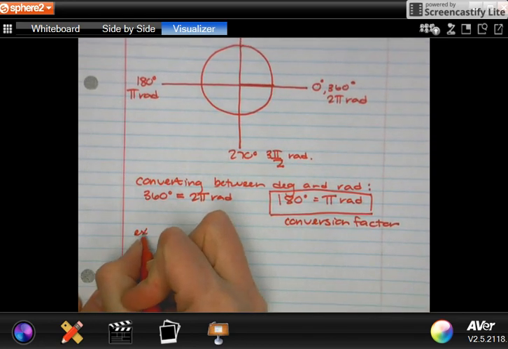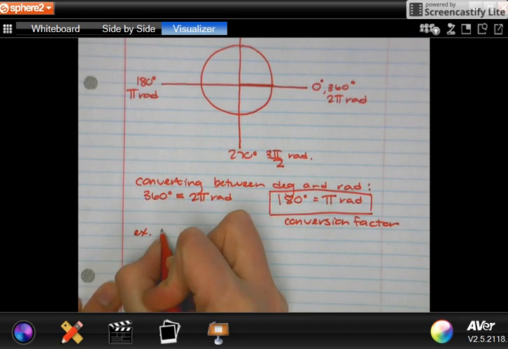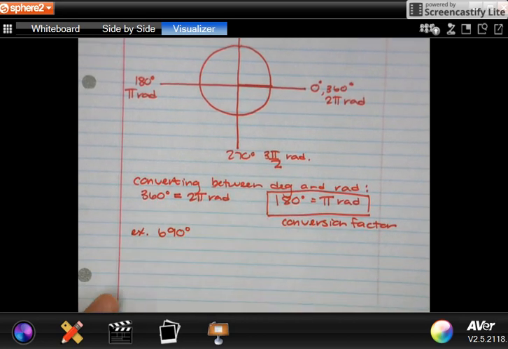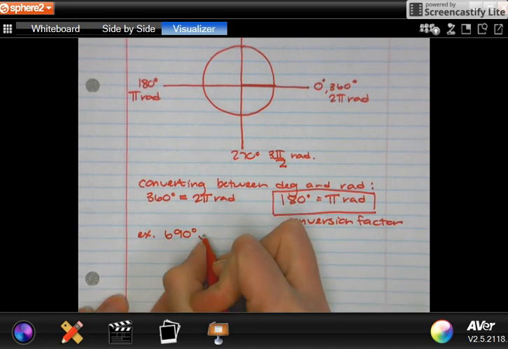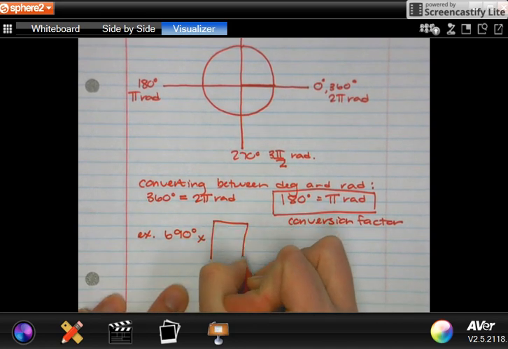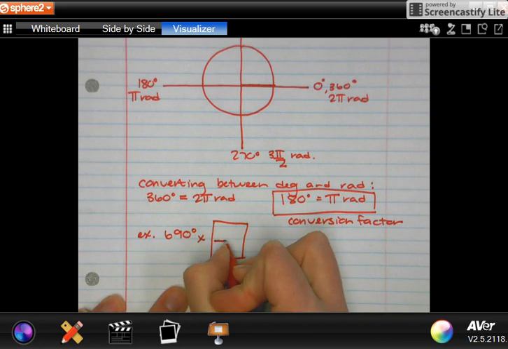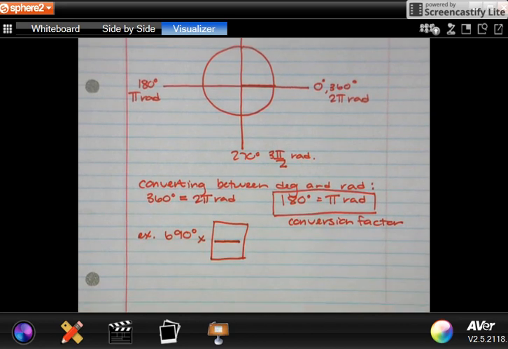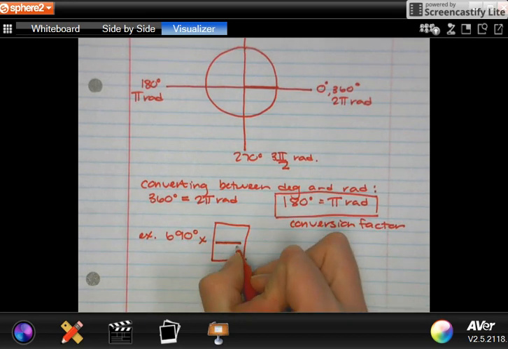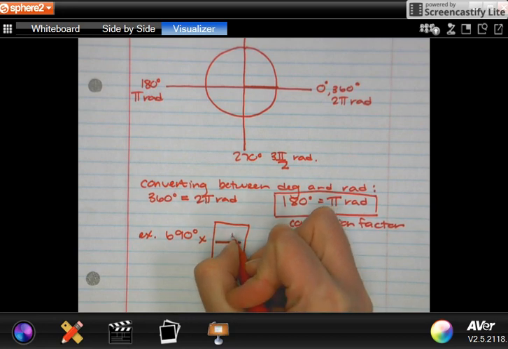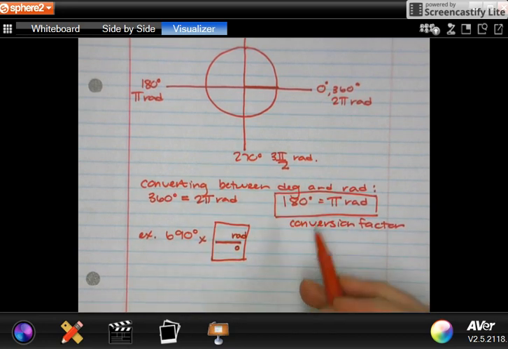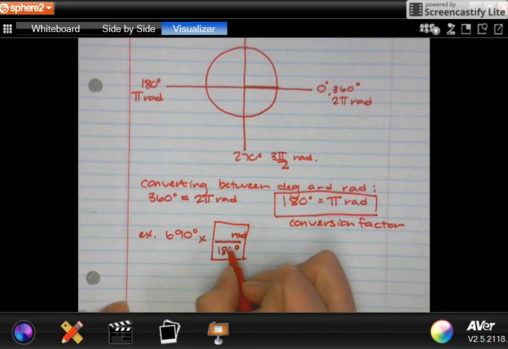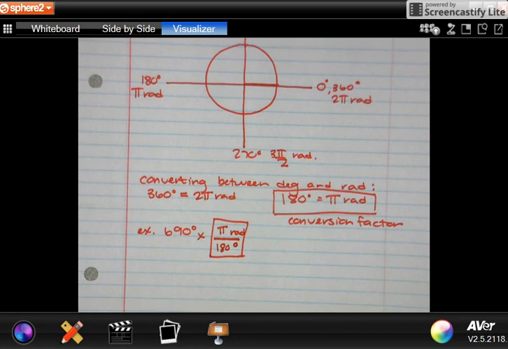So for example, if we wanted to take something like 690 degrees, what we're going to do is multiply it by our conversion factor. And the conversion factor we're going to write as a fraction. So think about what units you want to get rid of. I have degrees and I want to get rid of degrees. So that means I want the unit of degrees on the bottom and the unit of radian on the top. So looking at this conversion factor, my 180 will go on the bottom and pi on the top.